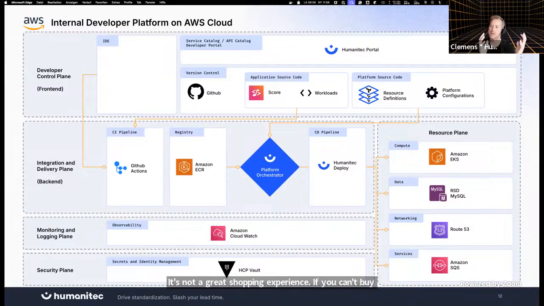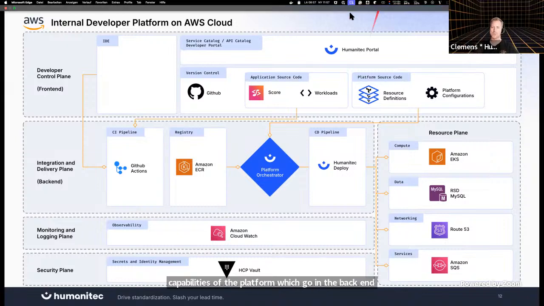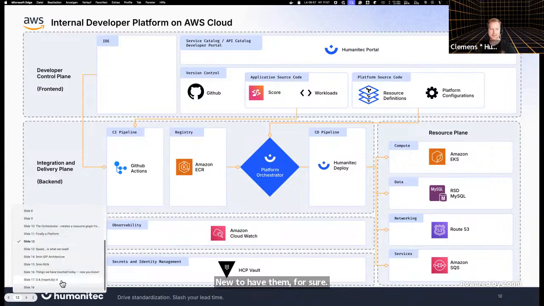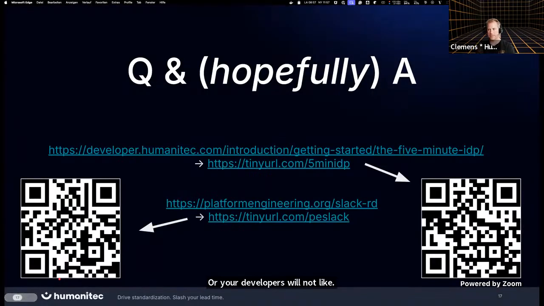So if you think of this, the portal is like the great sales display, the shelves. But you need to have the actual products, which are the capabilities of the platform, which come from the backend. You need to have them for sure, or your developers will not like the situation. Let's put it like this. It's a better together story. Do not do one without the other.